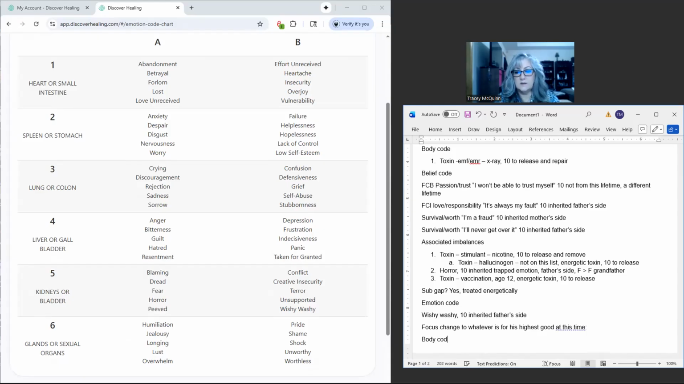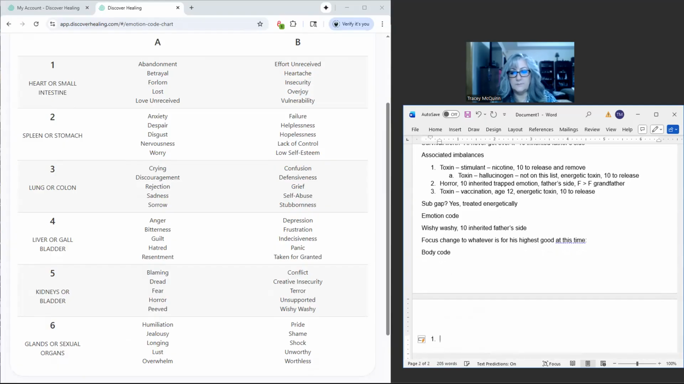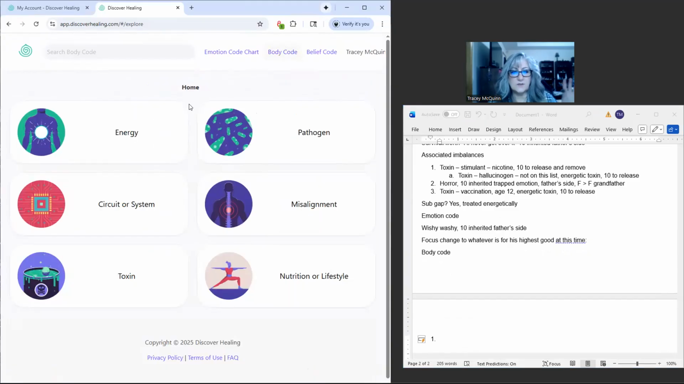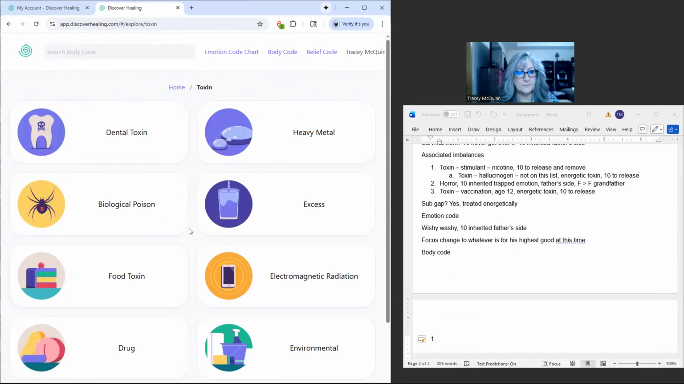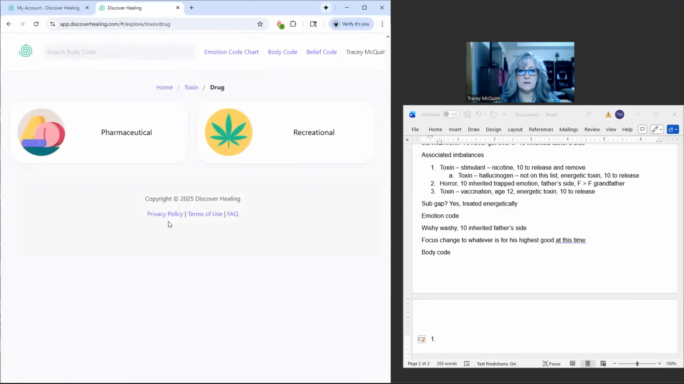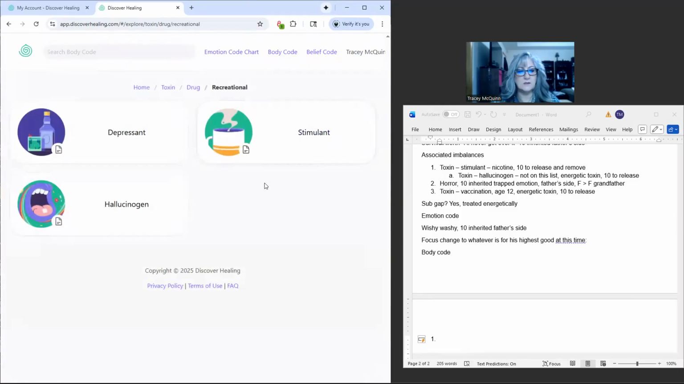Okay. I try to get everything I can get in a session rather than leaving it at, oh, I'm just going to do that much and walk away. I like to be thorough about it. So left side, right side: pathogen, misalignment, nutritional, life sides are on the right side. So on the left side: energies, circuit or system, is it toxin? Okay. Is it on the left side? Is it dental? It's biological, food, drug. Okay, drug toxin. It's pharmaceutical, recreational. Okay. Is it on the left side? Is it depressant? Is it hallucinogen again?